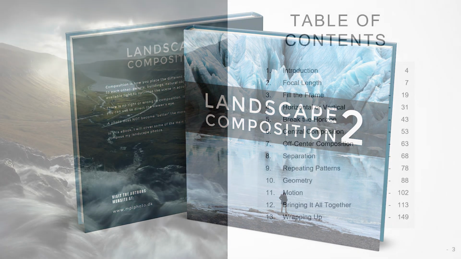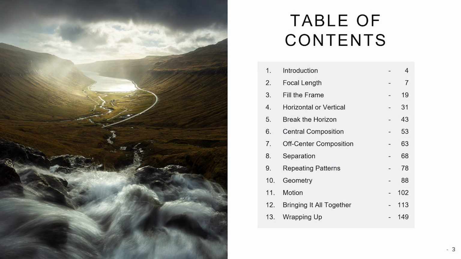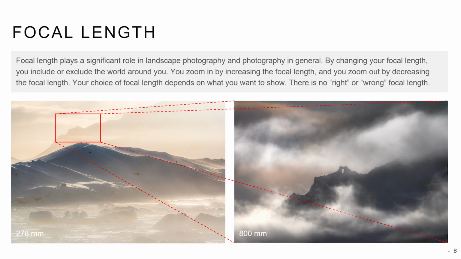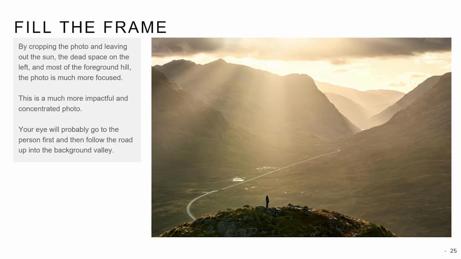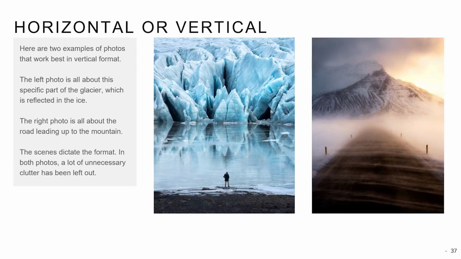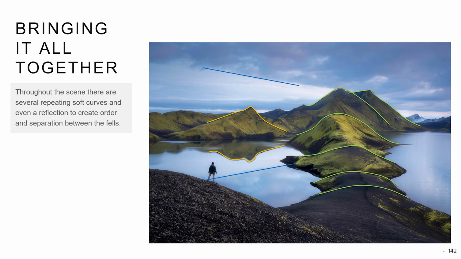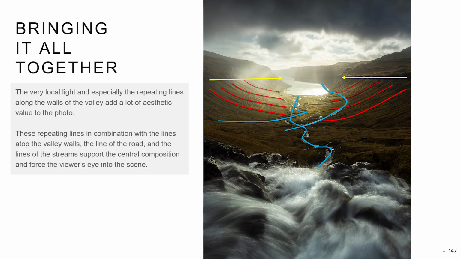The topics I'm going to cover in this one are focal length, fill the frame, horizontal or vertical, break the horizon, central composition, off-center composition, separation, repeating patterns, geometry, motion, and a final chapter where I bring everything together and use all the topics I have talked about in the ebook and analyze some of my own photos.